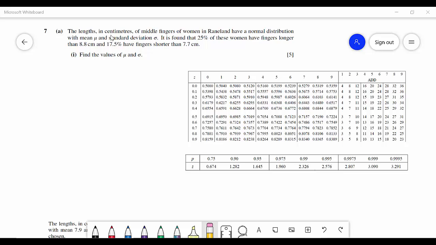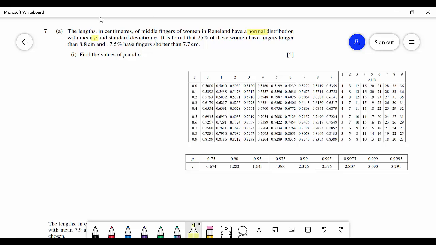Now we come to question number 7. If you look at the question, they are talking about the length in centimeters of middle fingers of women in a country. I have a normal distribution, so highlight the words normal distribution. This is a keyword. You can be sure that this is a normal distribution question, and you need to solve it by using the normal table and everything.